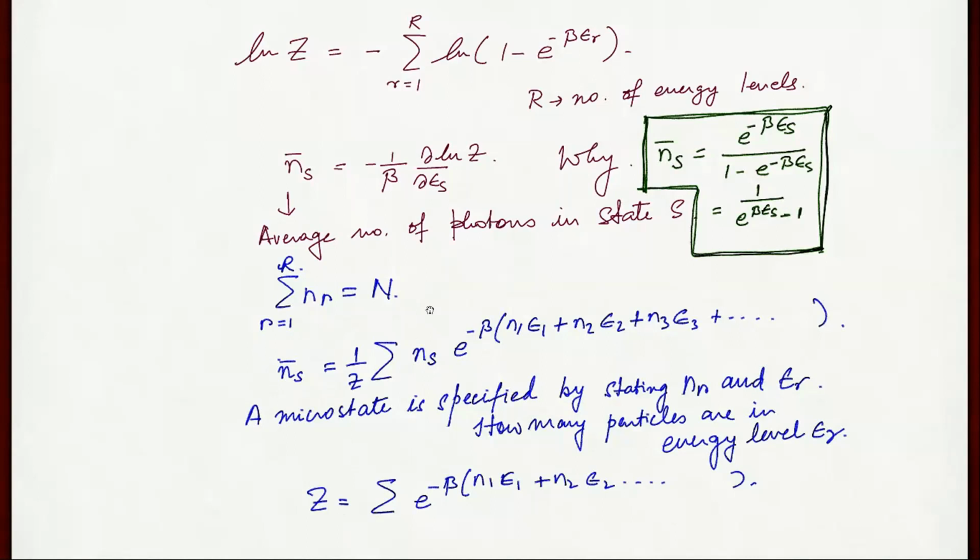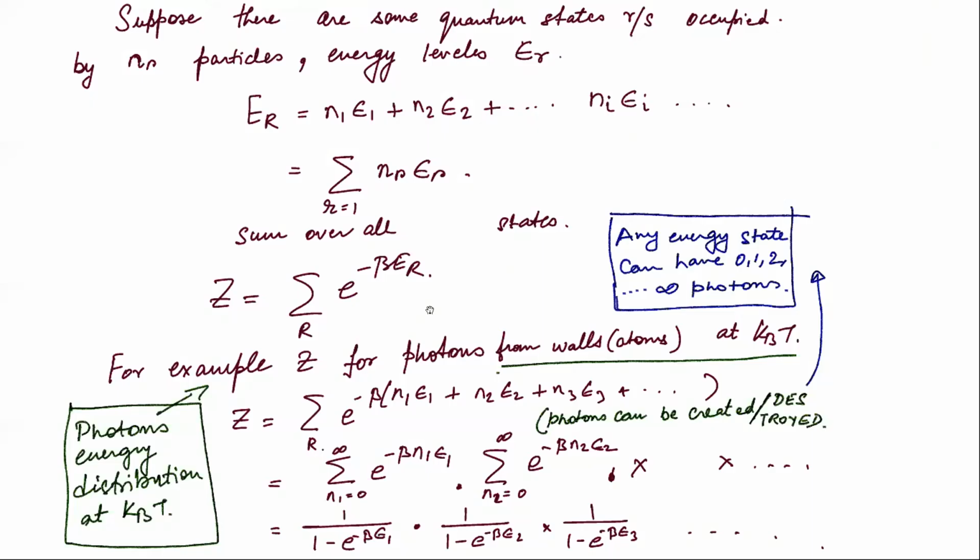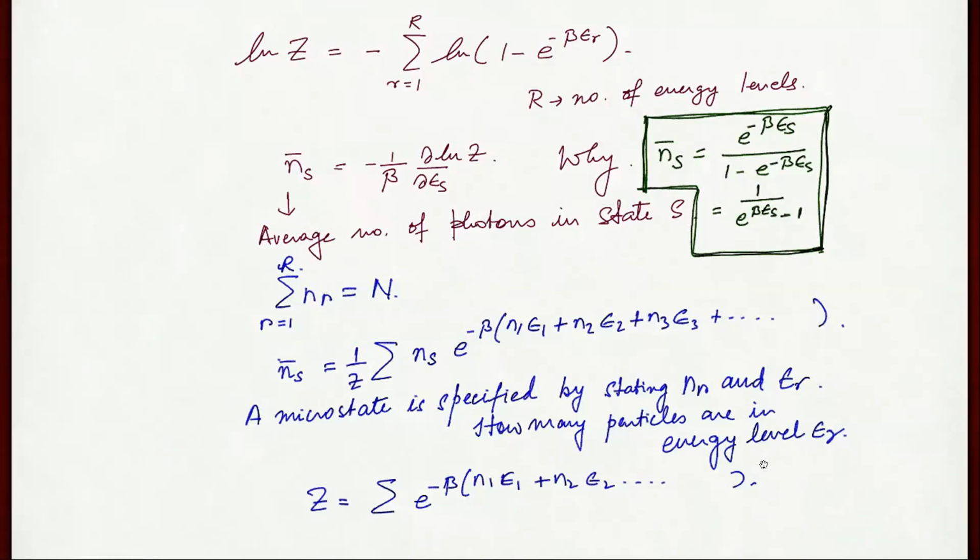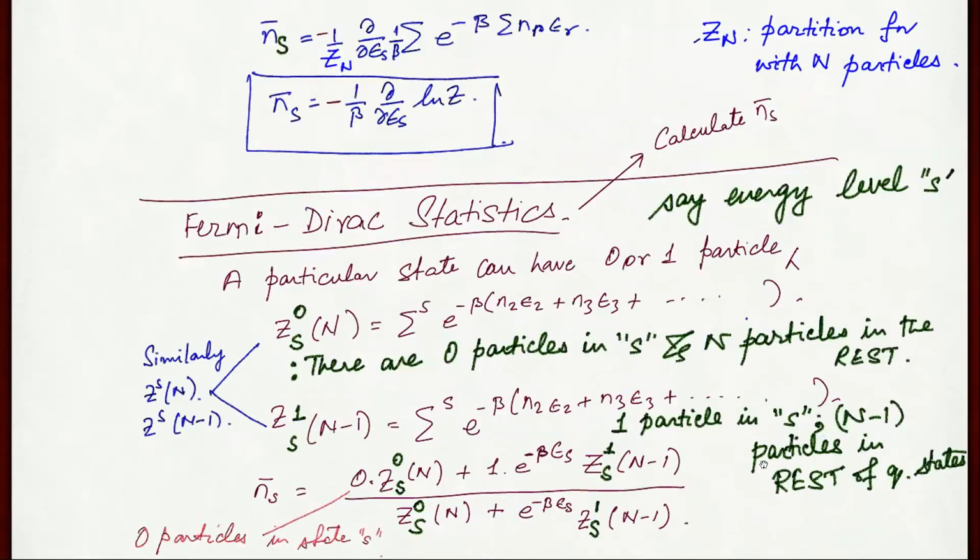And for the photon case, it's pretty easy to calculate because the total number of particles is not conserved. So you have an infinite GP series for each of the terms. That's what I had to say. And then n bar s basically stands for minus 1 by beta del/del epsilon s of log Z, as we have seen. This is the detail of the calculation. However, for Fermi-Dirac statistics, it's a bit more complicated, and we'll continue from here in the next lecture.